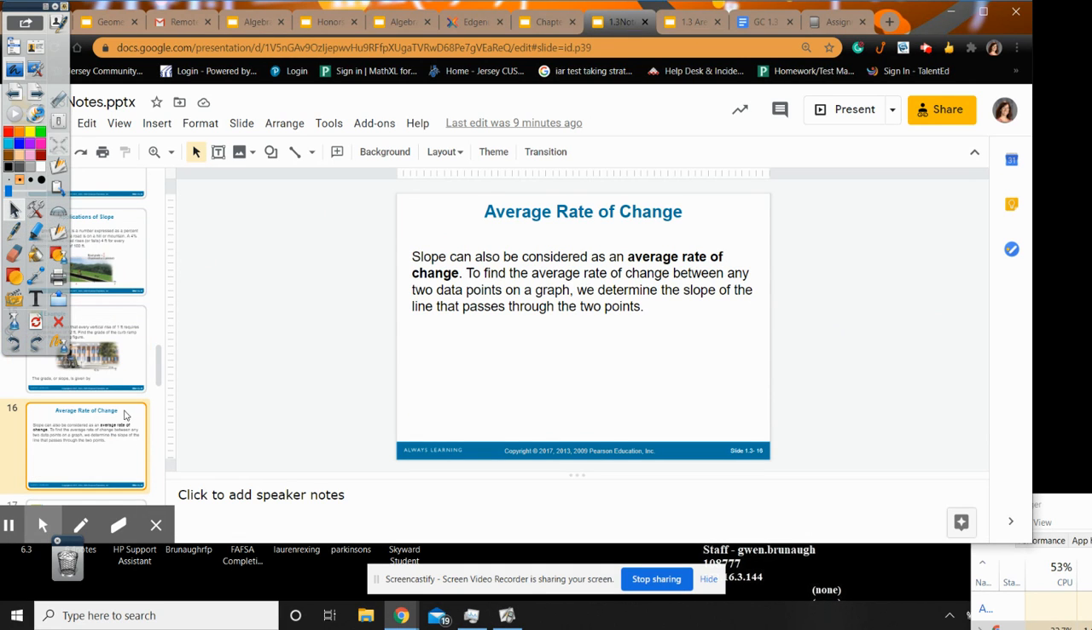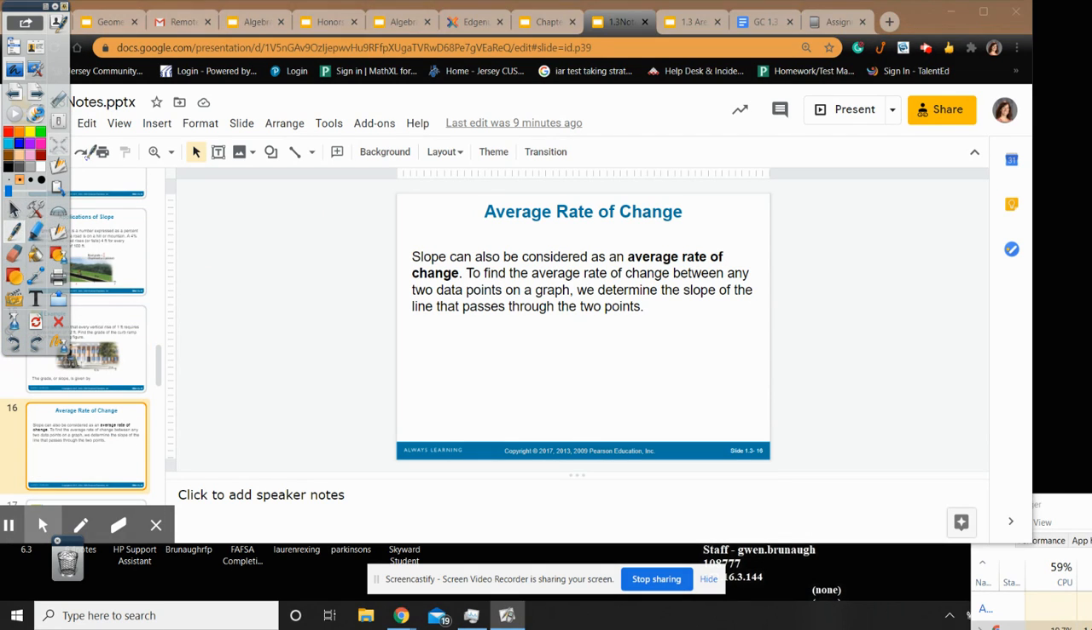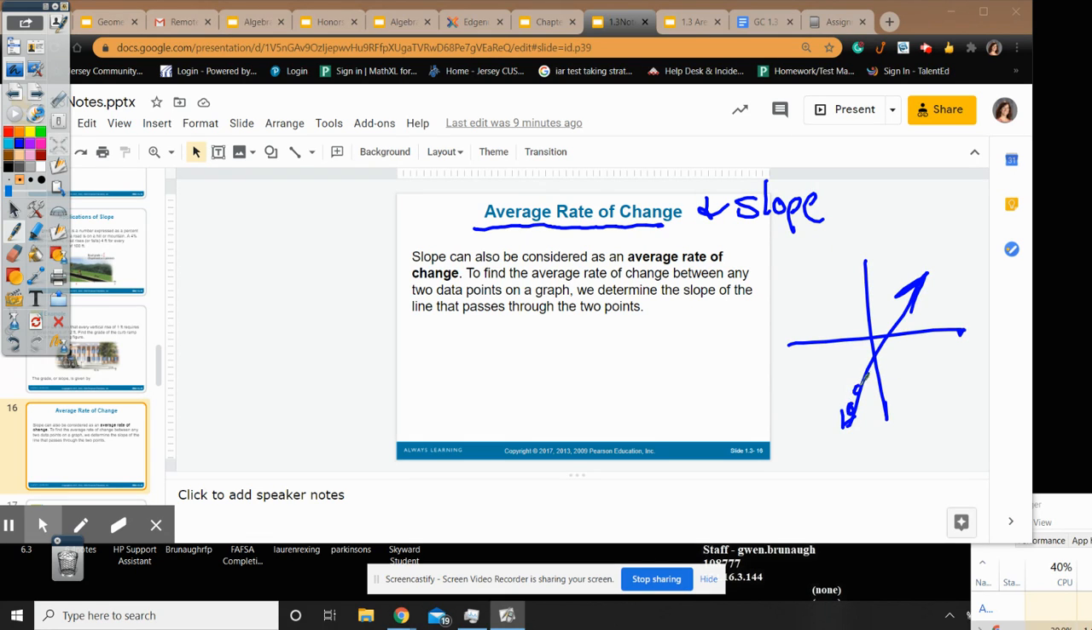Average rate of change is another word for slope. The difference between average rate of change and slope is that only lines have slope. Lines have slope because it's the same constant rate of change. If you have any figure, but let's say like a parabola, I can use the slope formula to find the rate of change between those 2 points, but those 2 points will give me something different.